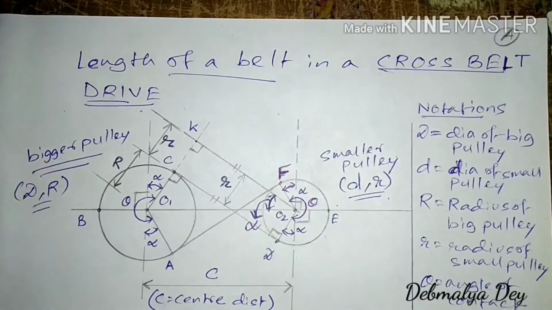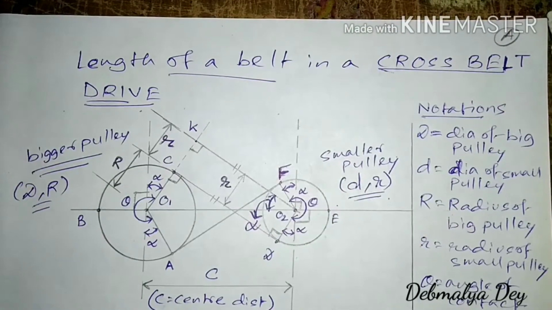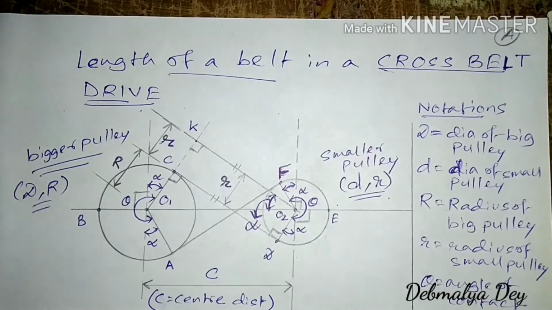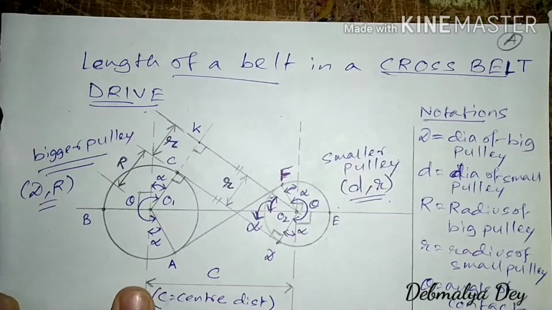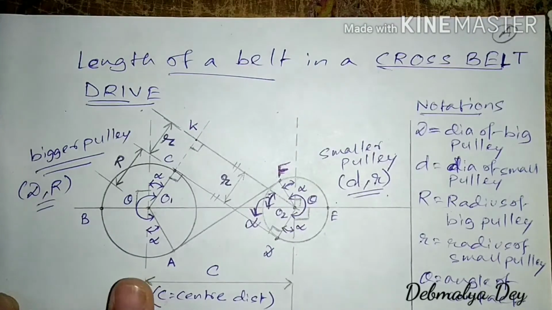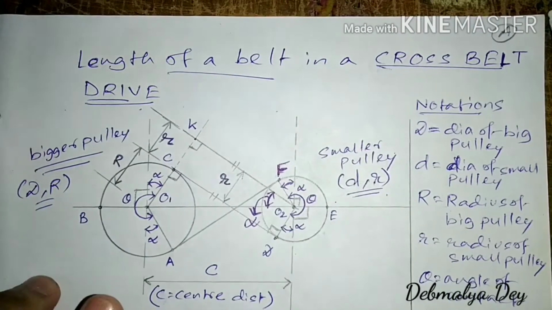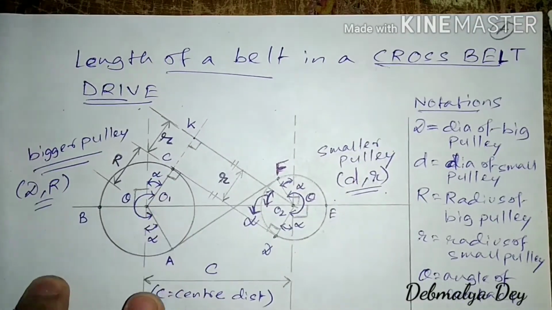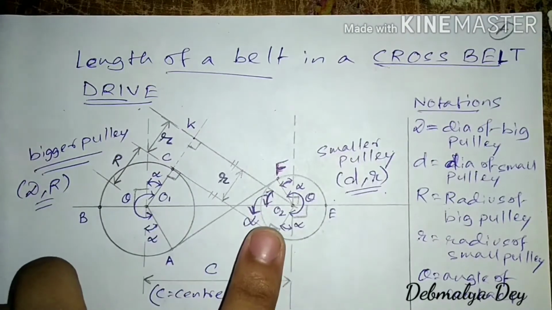Okay students, in this video I'll try to explain how to derive the length of a belt in a cross belt drive. Previously the derivation was for open belt drive and this derivation is for cross belt drive. If you notice the diagram carefully, it is exactly similar to that of the angle of contact for the cross belt drive. When we derived the angle of contact for the cross belt drive, we drew the same diagram and the notations were the same. The centers of the pulleys, as usual, I have denoted by O1 and O2.